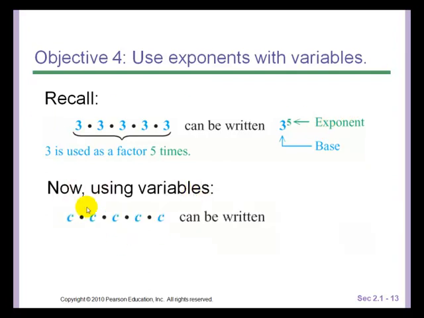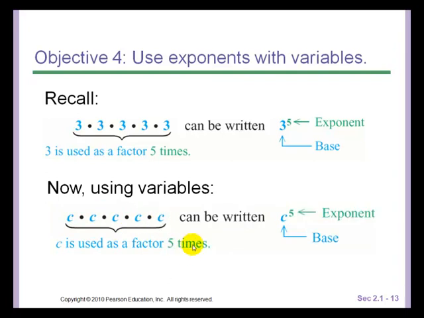So this, c times c times c times c times c, the c's we have are the factor, that's what's being multiplied, so that is our base. We are multiplying them 1, 2, 3, 4, 5 times, so that is our exponent. So the same rule applies whether you're using numbers or letters.